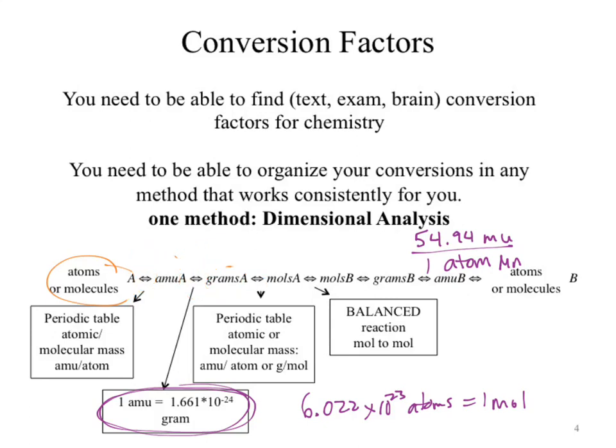Let's say AMUs of A to AMUs of B. Okay? I don't have a direct conversion between those two. To get that done, what do I have to do? I have to go to grams of A, I have to go to moles of A, I have to go to moles of B, I have to go to grams of B, I have to go to AMUs of B. Okay? That was how many steps we had? 1, 2, 3, 4, 5, 6 individual steps.